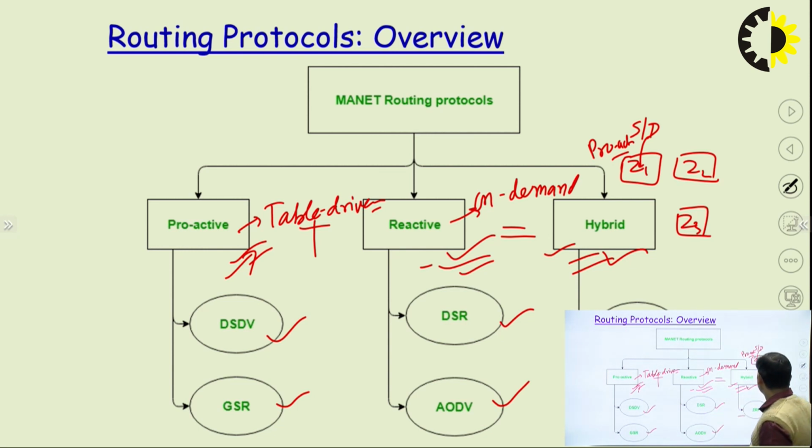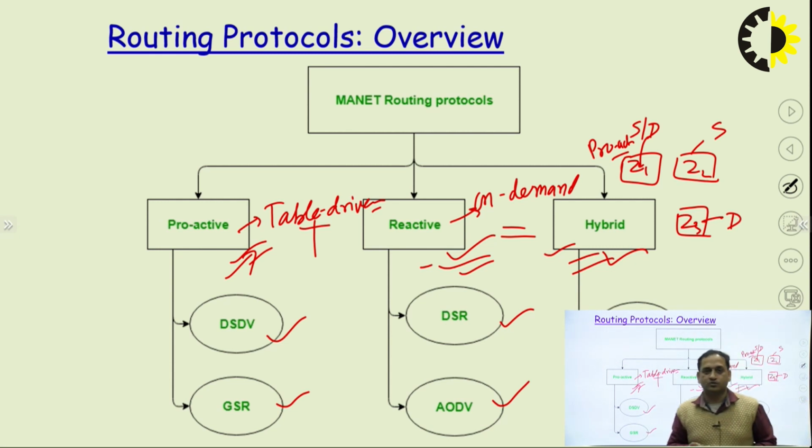Now suppose zone 2 has a source and zone 3 has a destination. In this case, the source and destination are in two different zones. So that is why zone 2 has a source, and zone 3 has a destination.